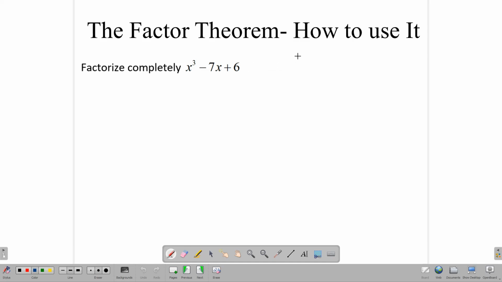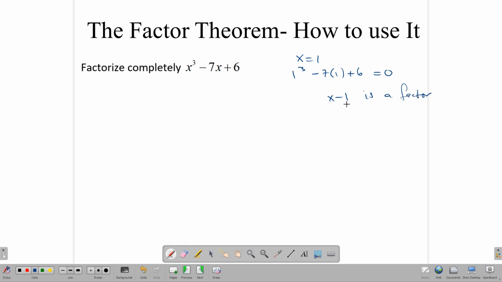Let's suppose we try x equals 1. Then we're going to get 1 cubed minus 7 times 1 plus 6, and you notice that gives you 0, since 7 minus 7 is 0. Which means that if x equals 1 is a root or a zero, then x minus 1 is a factor.